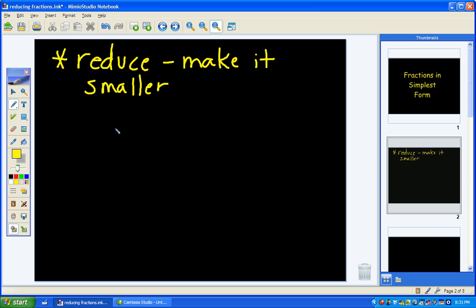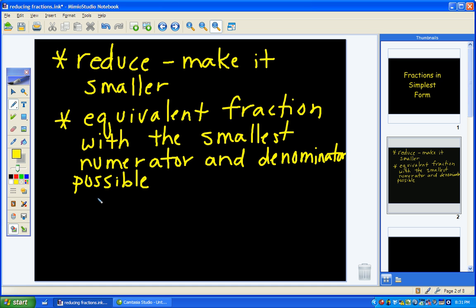We're just making the actual numerator and denominator smaller numbers so that they're easier to work with. So we have to remember that we're going to be making an equivalent fraction. It's just going to have a smaller numerator and denominator than we started with. So when we reduce a fraction by making an equivalent fraction with the smallest numerator and denominator possible, we call this simplest form.